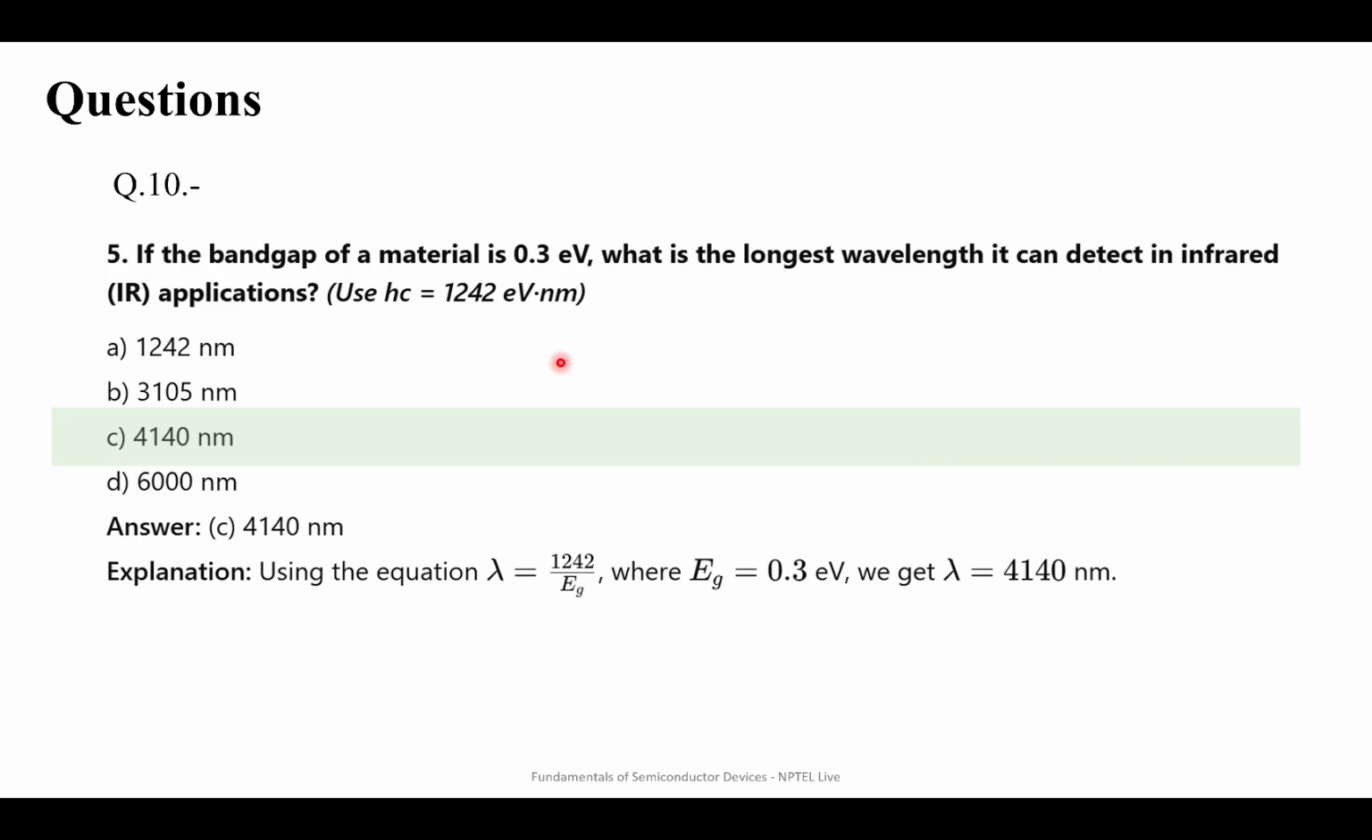You just have to use lambda equals hc by E. So for hc, you just have to use 1242 eV per nanometer, and you divide it, you get 4140 nanometer, which is your mid-IR range.